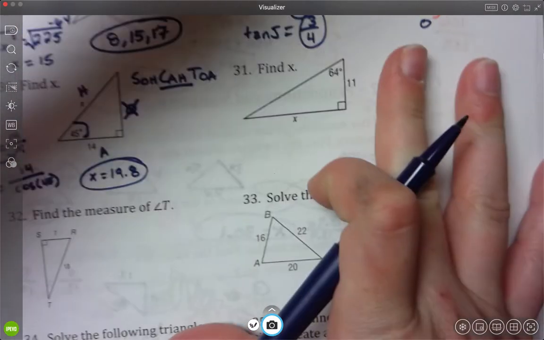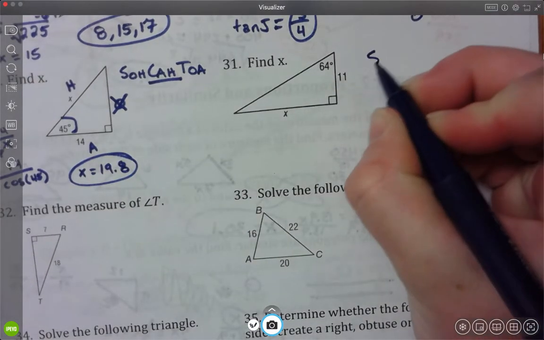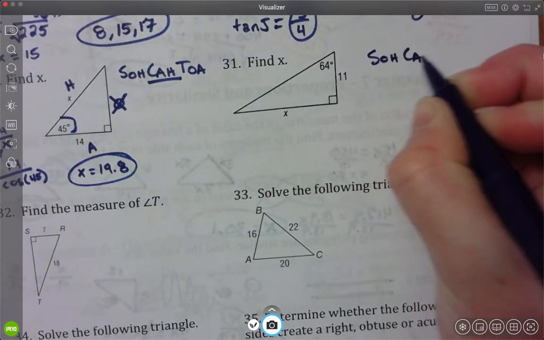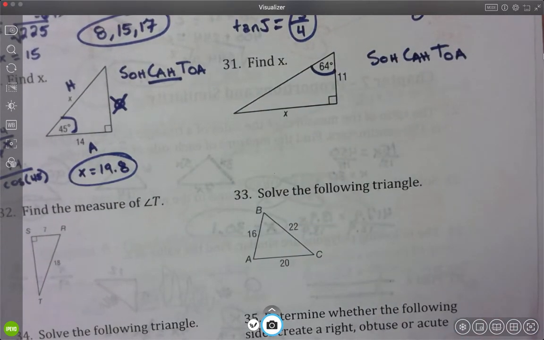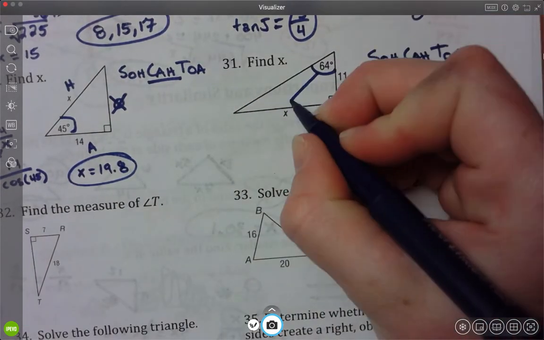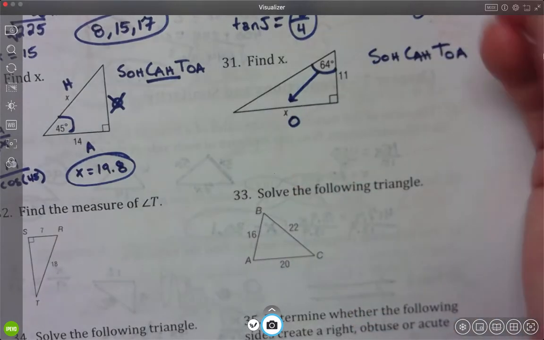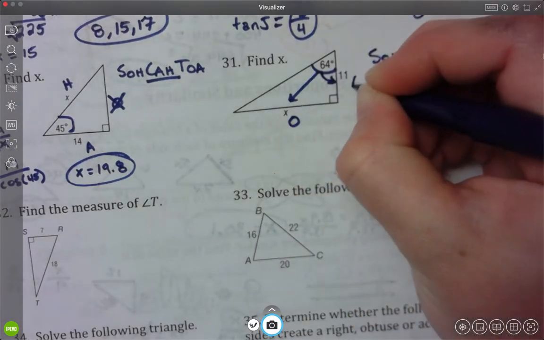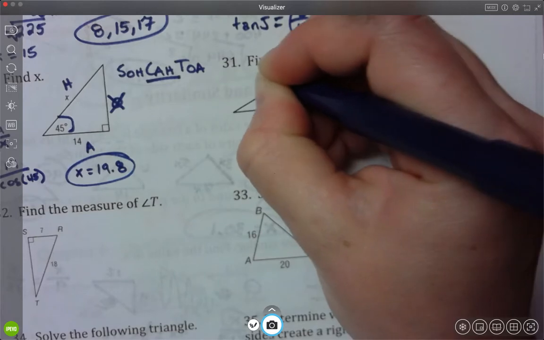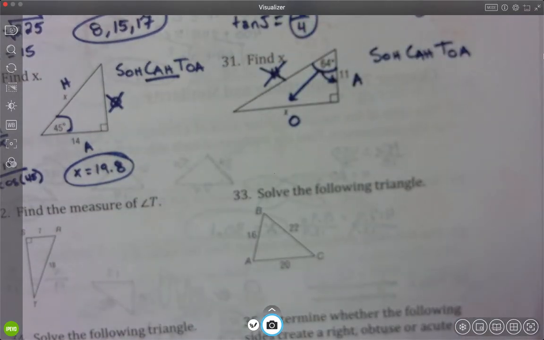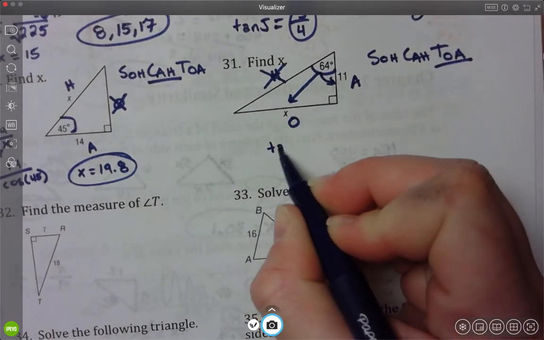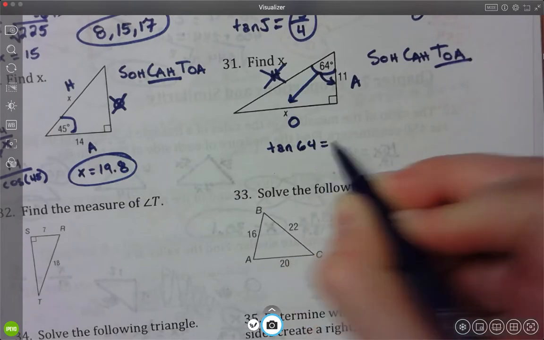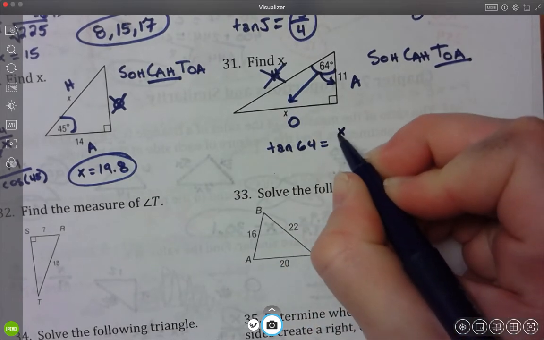This one we have to do the SOHCAHTOA way. So SOHCAHTOA. 64 is the angle that I'm looking at, okay? X is going to be my opposite side. 11 is going to be my adjacent side. The hypotenuse side we don't have information for, so we're not going to use H. So we're just going to use O into A, and that's going to be tangent. Okay, so tangent of 64 equals opposite over adjacent, X over 11.